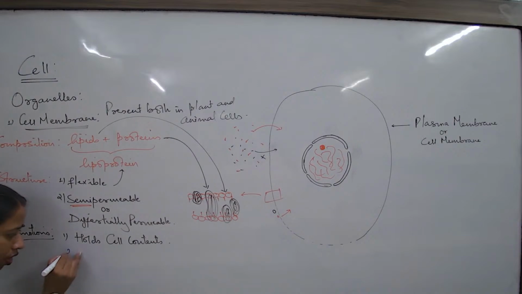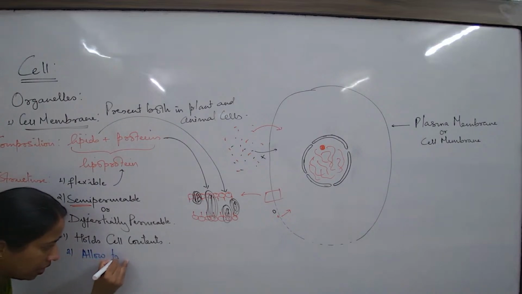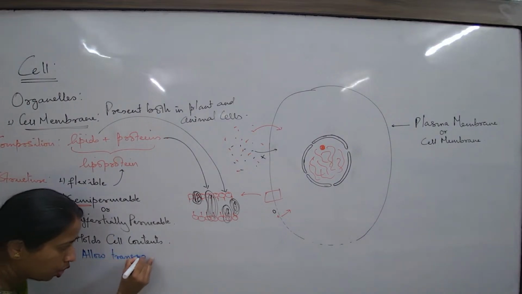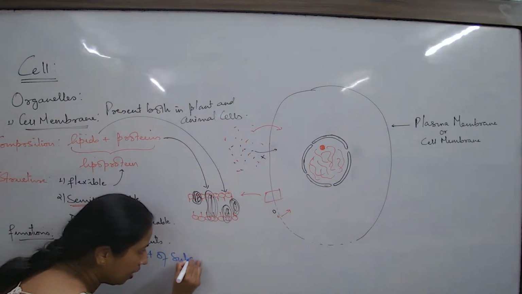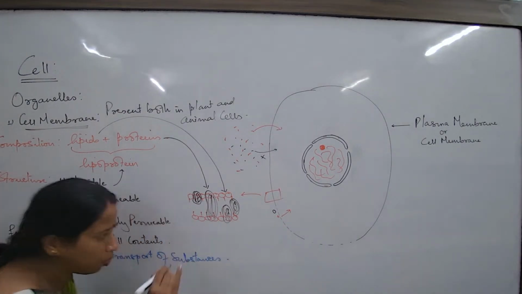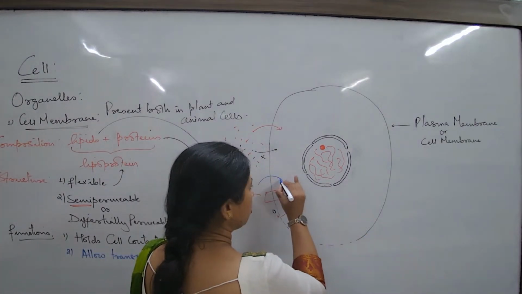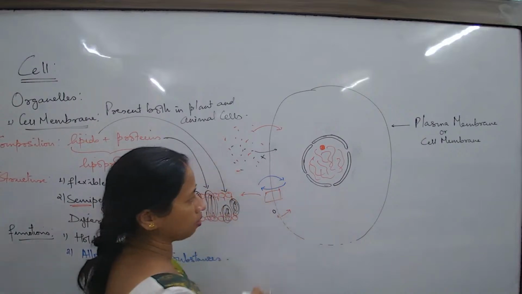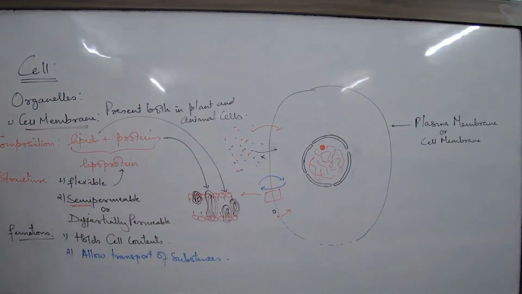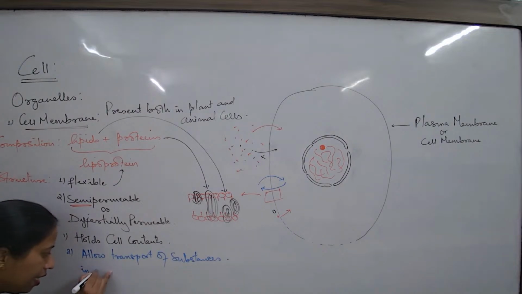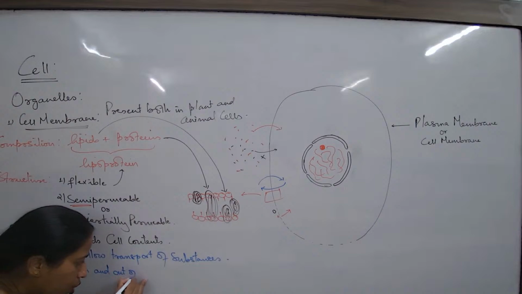Number two, what would be the next function? It allows transport of substances in and out of the cell. This plasma membrane will allow the transport of molecules this way and this way also. Substances can move inside the cell. The plasma membrane always allows the transport of substances in and out of the cell.